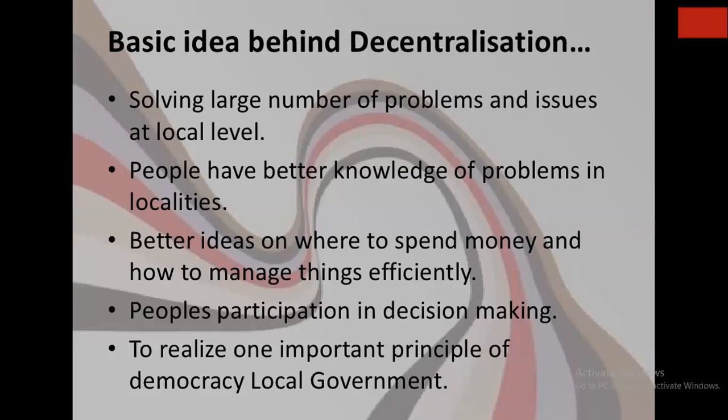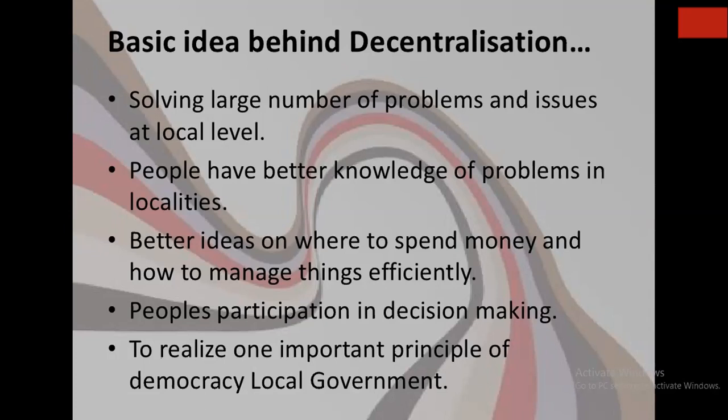In a highly populated country, when we keep this local government, if the representatives are from the same village or the same city, they can focus on that city or village more. That is the basic idea for this decentralization: solving a large number of problems and issues at the local level. That's why we have taken this method of local government.